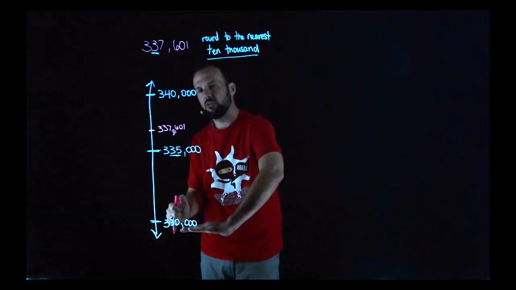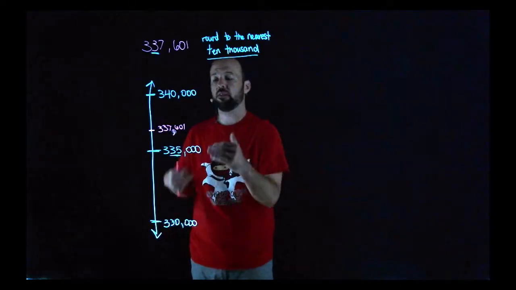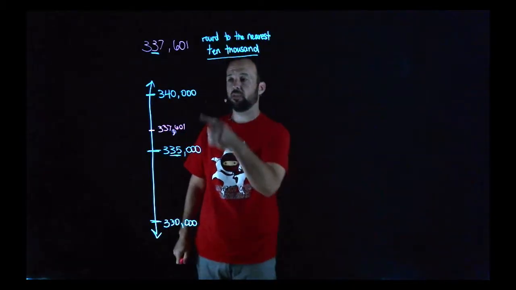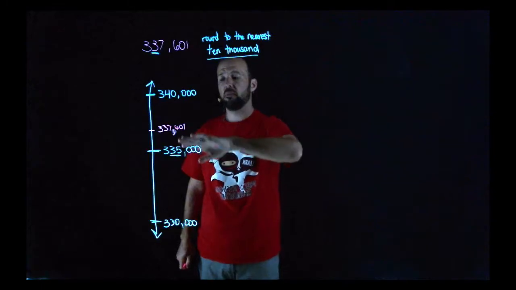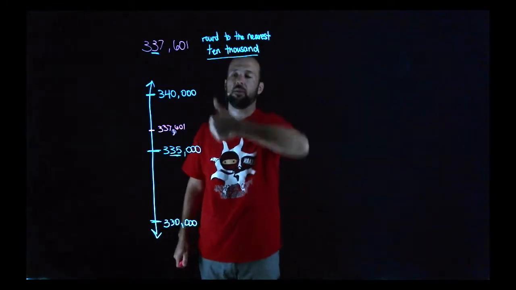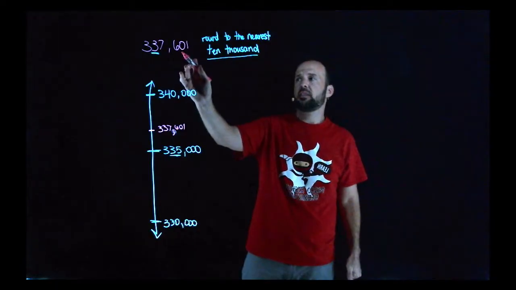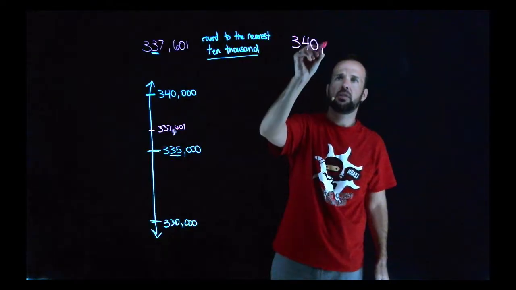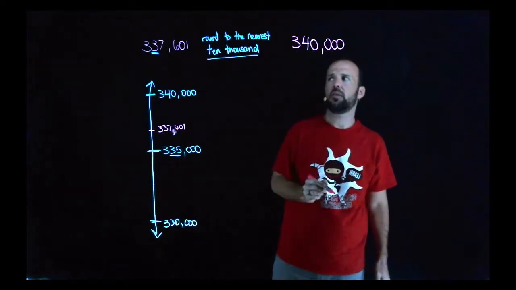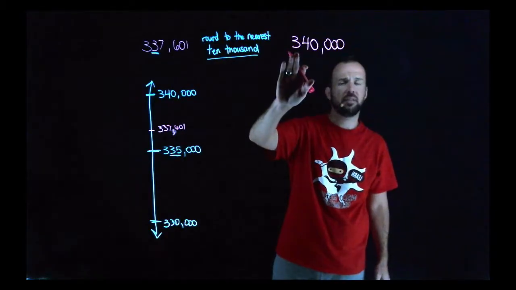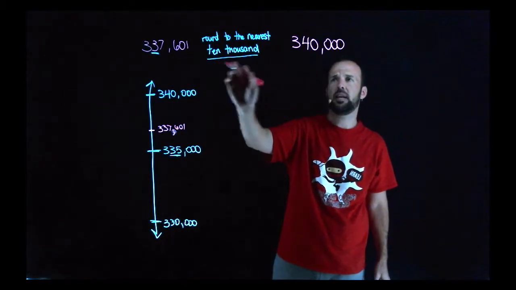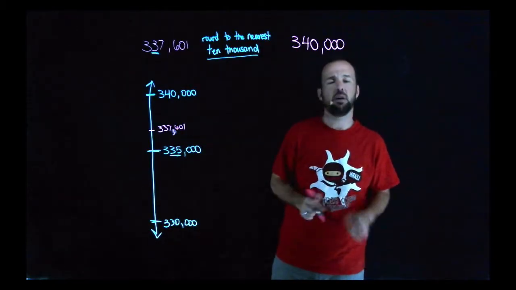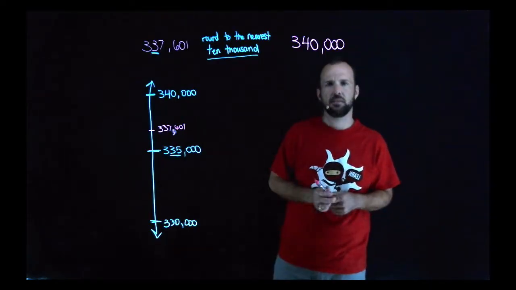So is it closer to 330,000 or is it closer to 340,000? Where would this guy fall on our vertical number line? Which end point is he closer to? Perfect. He's closer to the 340,000. He's above 335, so we're going to round up, which means 337,601 rounded to the nearest 10,000 is going to be 340,000. Okay, so our 100,000 stayed the same because that's not where we were rounding to. We were rounding to the 10,000. 10,000 is the one that ended up changing. We rounded him up because we were above that 5, that halfway point there. Still with me? I hope so.